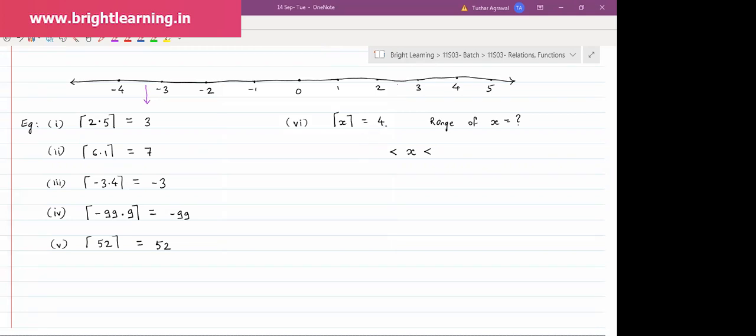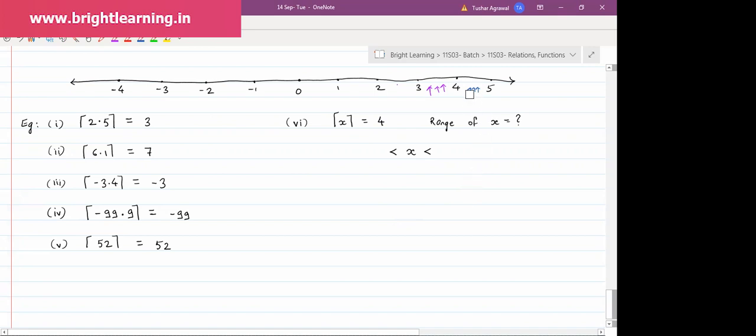The ceiling function is 4, so the least integer greater than or equal to that particular x. This much should be clear from the last experience of the greatest integer function that we solved. Either the x's lie in the purple interval or they lie in the blue interval. Only this purple or blue interval we have to check.